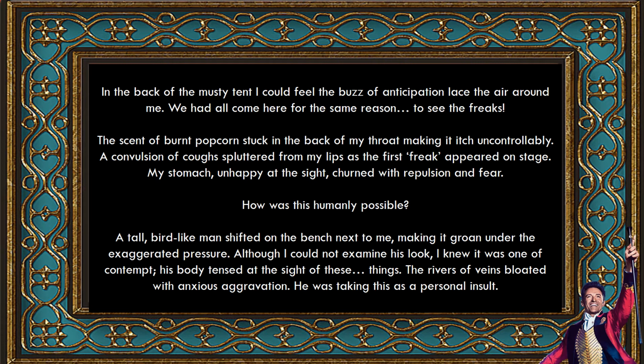So if you've looked at this and you've thought about which techniques are there, you've obviously got some similes being used down here. A tall bird-like man shifted on the bench next to me, making it groan under pressure. So you've got that personification there as well. The bench is groaning. It can't actually do that. You've got a tall bird-like man. So again, we picture a bird, we picture this man, and we put both of them together.